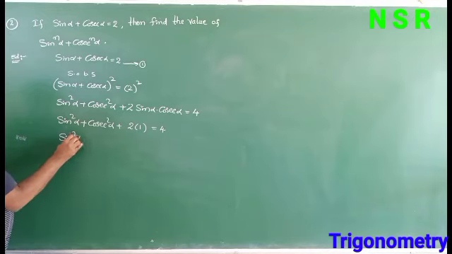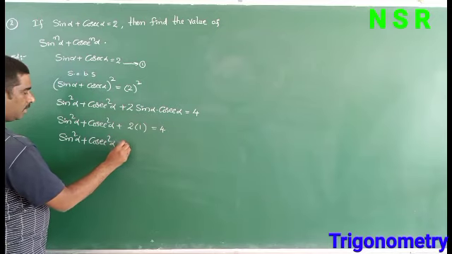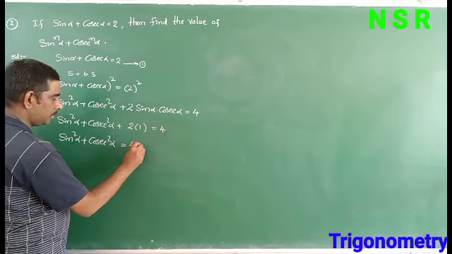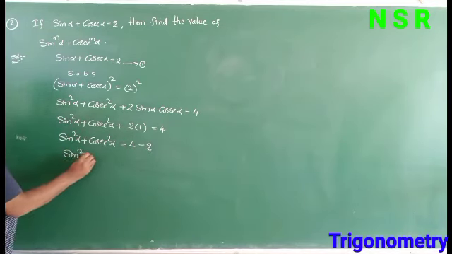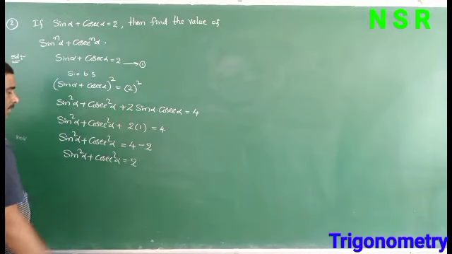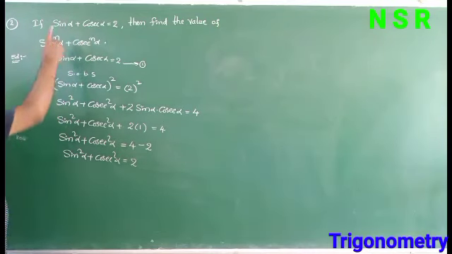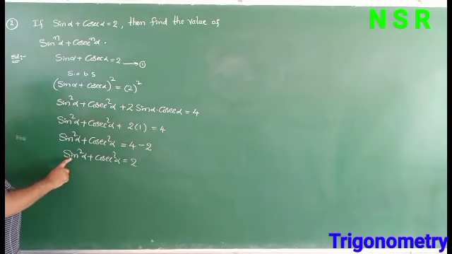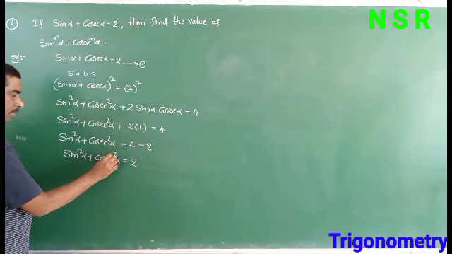Now sin square alpha plus cosecant square alpha equals 4 minus 2. 2 ones are 2, so plus 2 moves to that side and becomes minus 2. Now sin square alpha plus cosecant square alpha equals 2. So sin power 1 plus cosecant power 1 has value 2, and sin power 2 plus cosecant power 2 also has value 2.